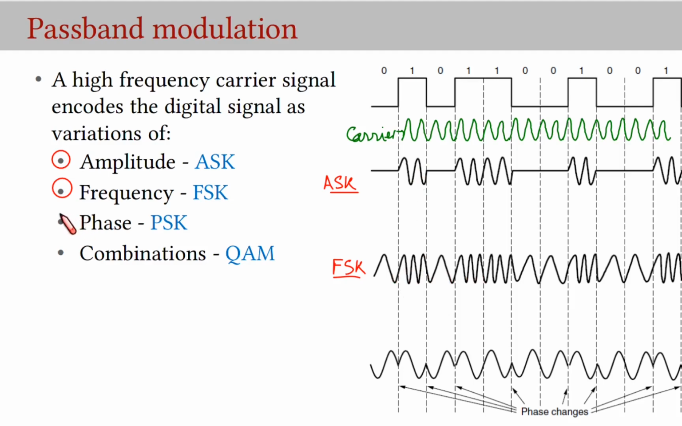And the third, phase shift keying, or PSK, modulates the phase of carrier signal. Again, this is representation of this digital signal using PSK modulation. Here 1 is represented by 0 degree phase, and 0 is represented by 180 degree phase.